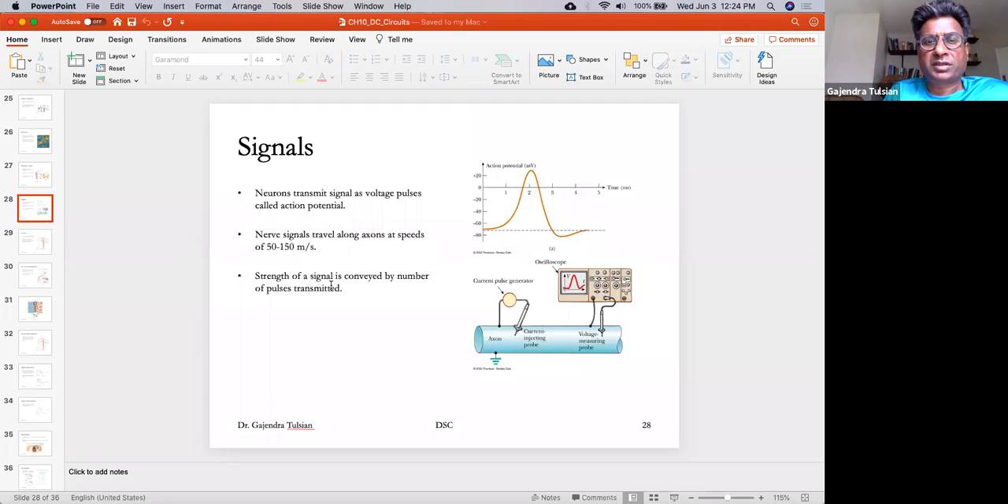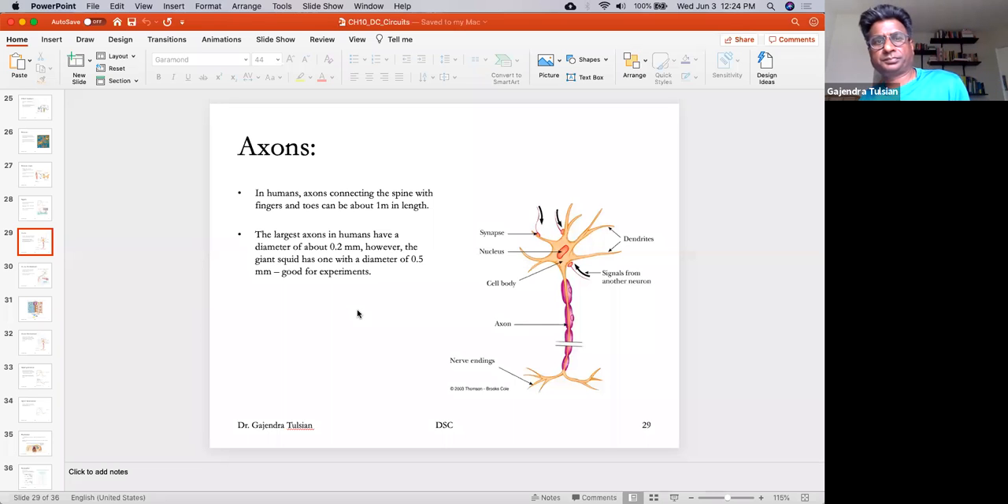And the strength of the signal is conveyed by the number of pulses. So let's say you pinch yourself and about 10 pulses go per second. If you pinch yourself harder, then 20 pulses will go per second. Anyway, I'm just making those numbers up. So the strength of the signal is conveyed by the number of pulses transmitted. You guys can read all of that.